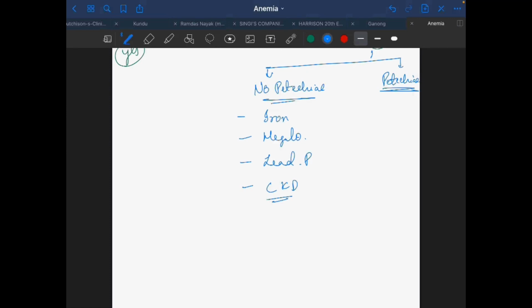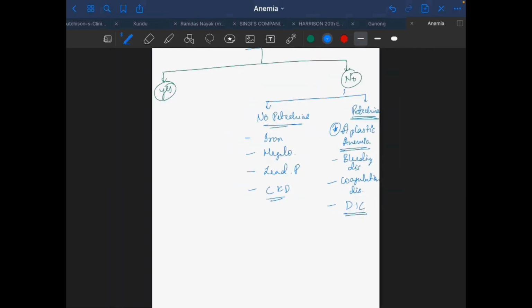Okay, if petechiae are present, then we have to think of, first and very important, no splenomegaly with petechiae in a child having anemia. You must remember aplastic anemia. Okay, the other classifications include bleeding disorders, coagulopathies, that is coagulation disorders, and DIC, disseminated intravascular coagulation. So if petechiae are present: aplastic anemia, bleeding disorders, coagulation diseases, and DIC.